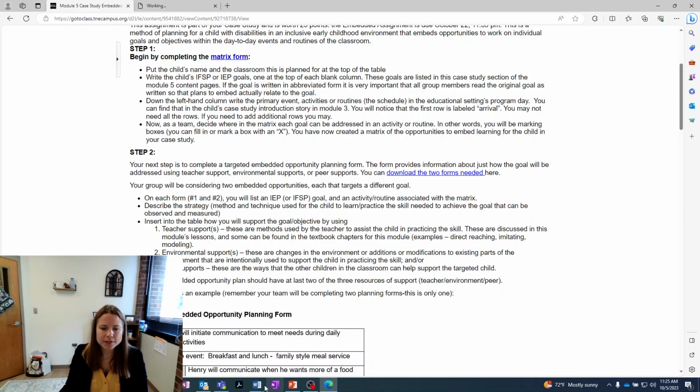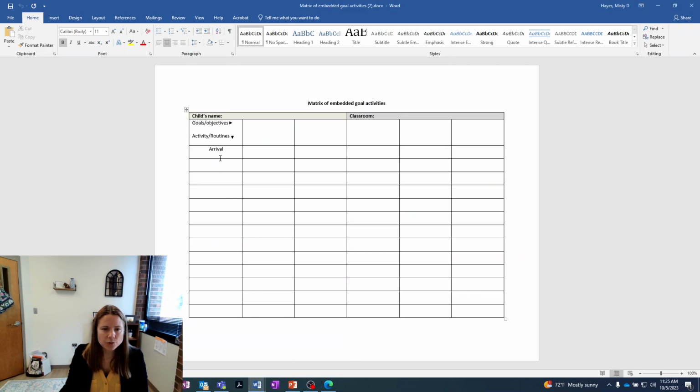So when you look at your schedule, right, here's arrival, you're going to write down the times, so everything that you do throughout the day, your schedule, and then here are the goals. So maybe say the child only has 3 goals. Remember, I gave you the goals there on Module 5. So you're going to write what those goals are, and then you're going to look and put an X next to each one if you can meet it during that time of the day.